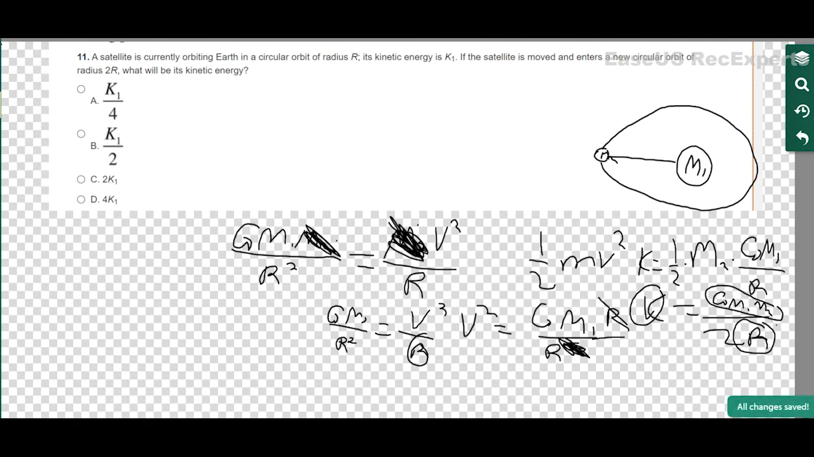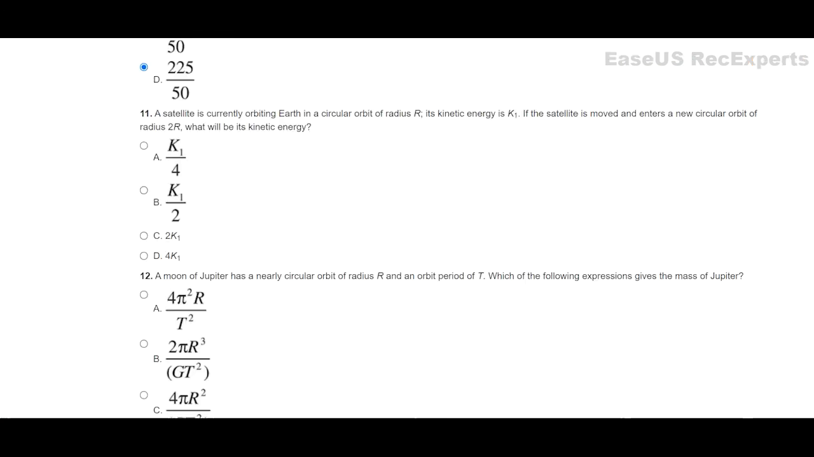And we are assuming that they are remaining constant, so your kinetic energy K is inversely proportional to r. So as r increases by a factor of 2, your K will decrease by a factor of 2. And, right, so if your r multiplies by 2, your K divides by 2, and that corresponds to choice B, which is our answer.